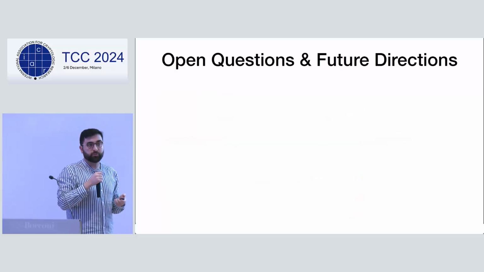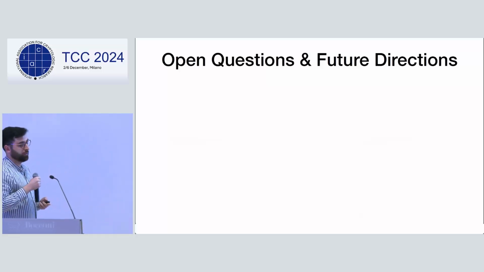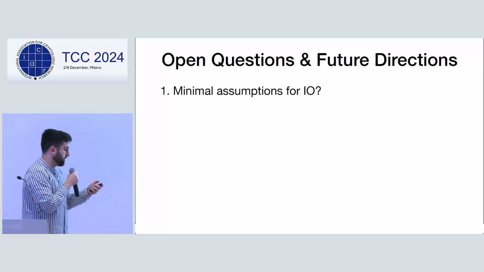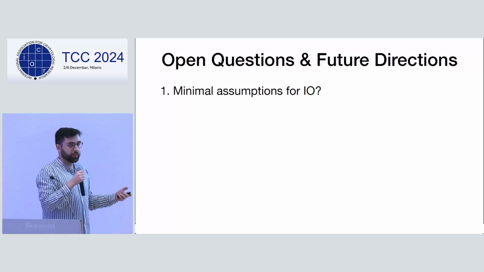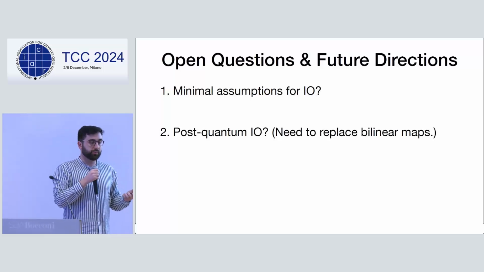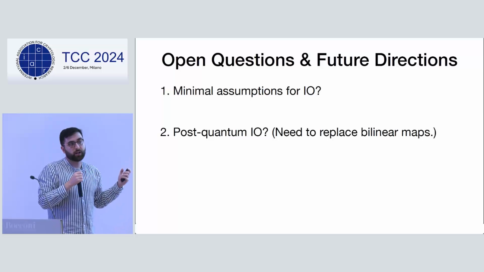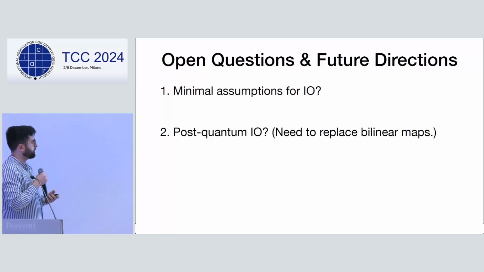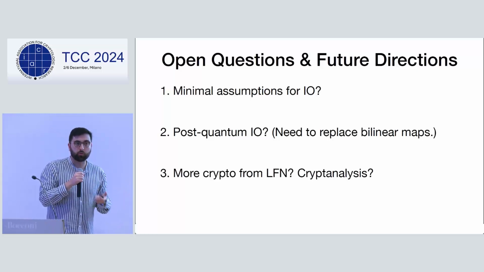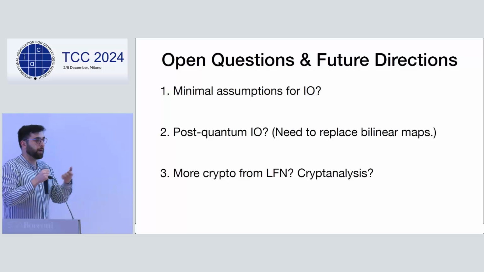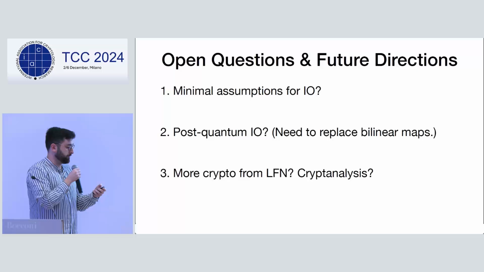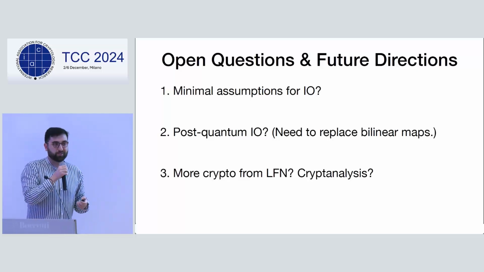Let me conclude with some open questions and future directions. Naturally, can we minimize the assumptions of I/O even more than what we've done? Or alternatively, is there any way to hope for an I/O construction that is post-quantum secure? Unfortunately, these constructions relied on bilinear maps, which is quantum broken. And lastly, is there any more cryptography that we can possibly build from the local functions with noise assumption? Or perhaps is there more cryptanalysis we can do to decide whether we can gain confidence in this assumption? That's all. Thanks so much.